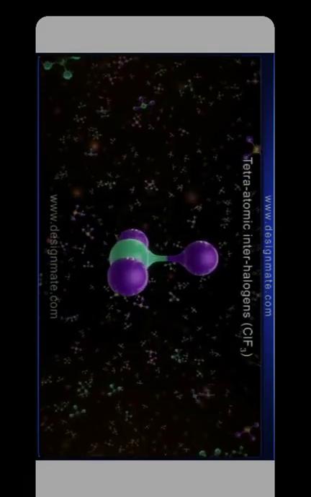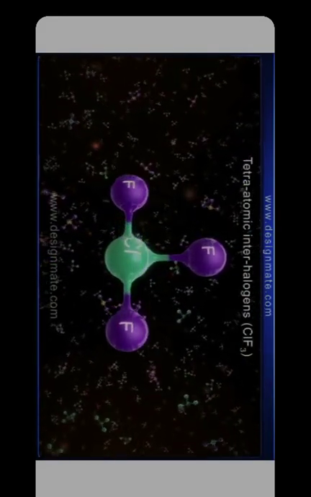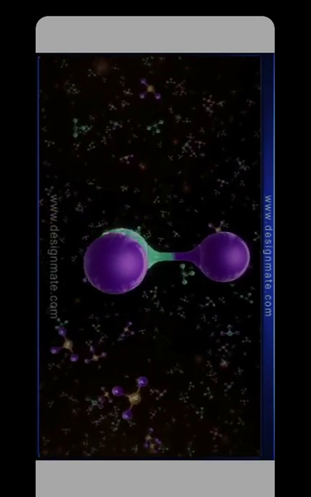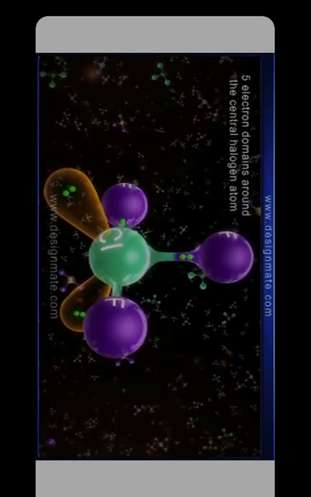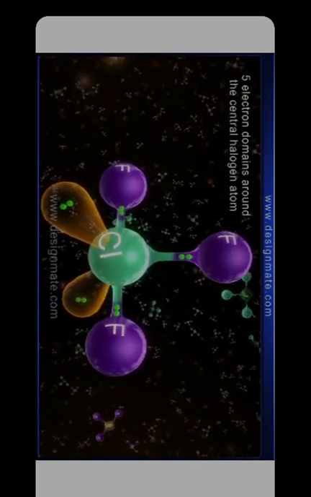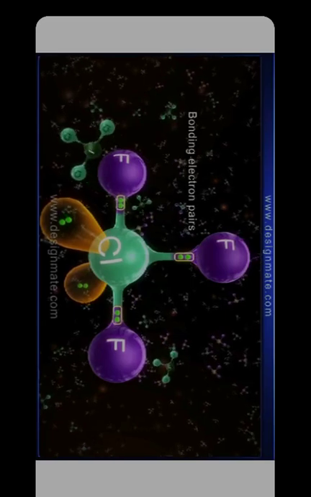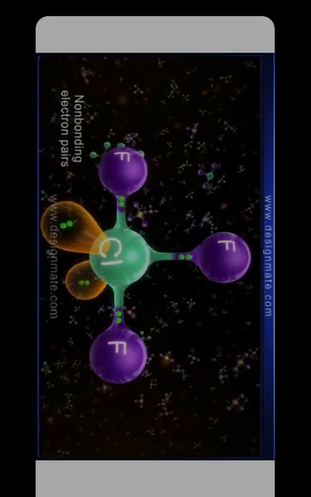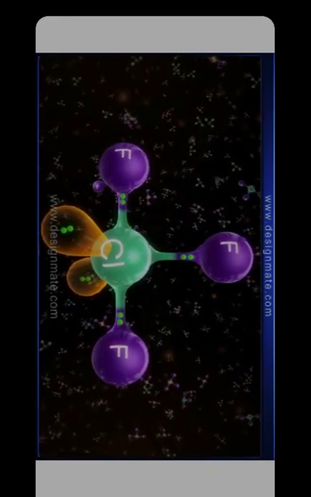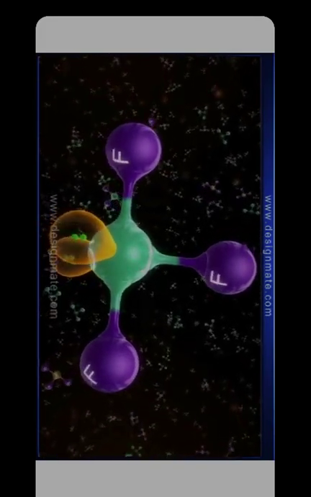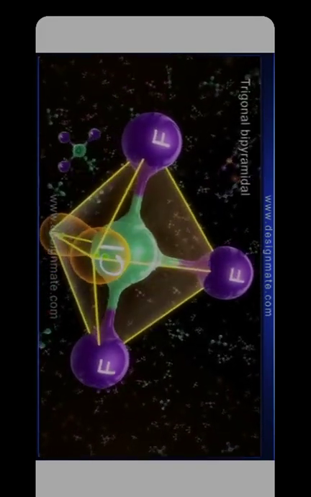Tetra-atomic inter-halogens. In tetra-atomic inter-halogens, there are a total of 5 electron domains around the central halogen atom, 3 of which are bonding electron pairs and 2 are non-bonding electron pairs. According to the VSEPR theory, the electron geometry of this molecule is trigonal bipyramidal.